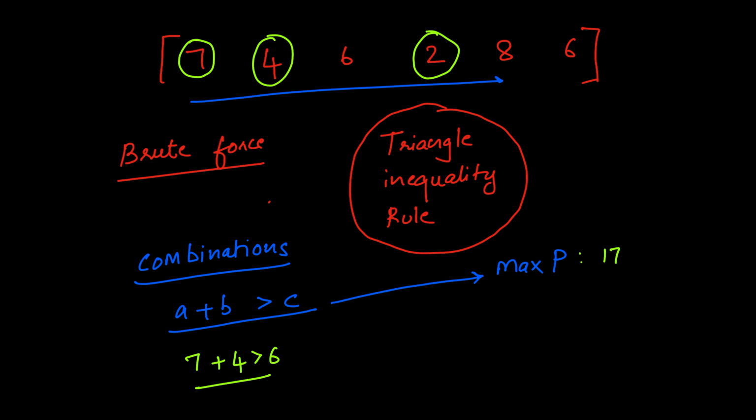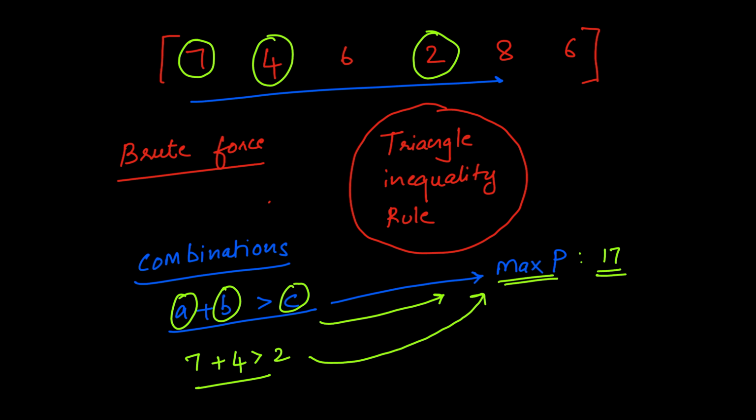And now we'll try a different combination for C, where C is now 2. We'll repeat the same cycle of doing the check and calculating if the rule is satisfied. If yes, then we'll calculate the perimeter. In this case, it is less than the current maximum, so we don't have to override. After trying all possible combinations for A, B, and C, we'll return max P as the output.